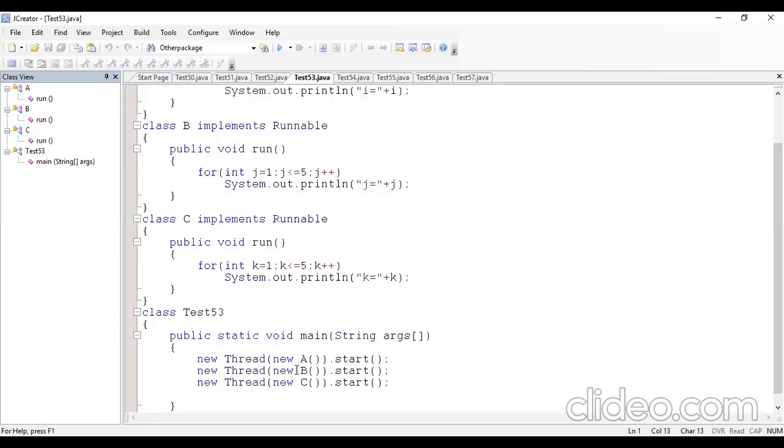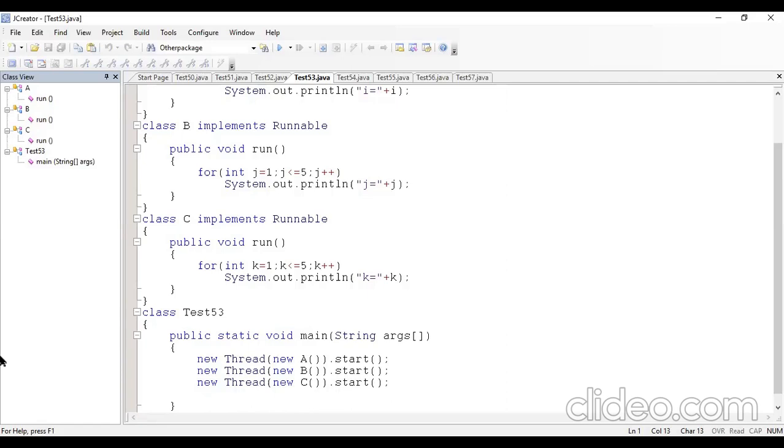Try to understand. What is the meaning of this new A? New A means it is an object of class A. Which one is the class A? Class A is a class where we have implemented the Runnable interface. And on this thread object, we can call the start method. On the thread object, we can call the start method. So we have to pass what? We have to pass the object of that class where the Runnable interface is implemented as a parameter of a Thread constructor.